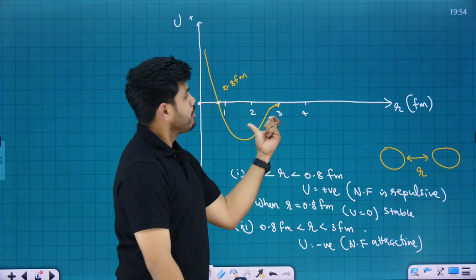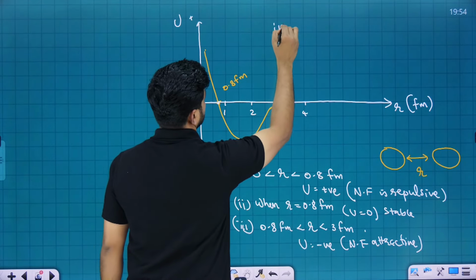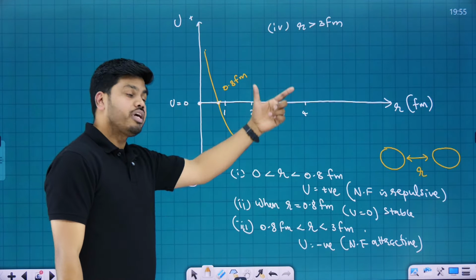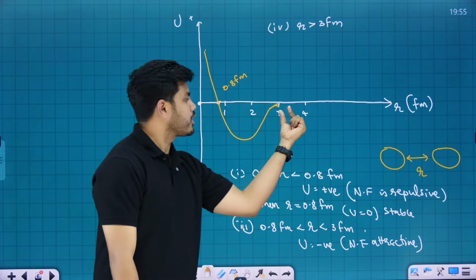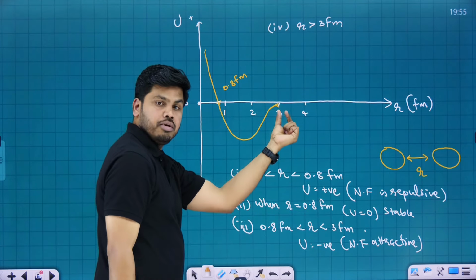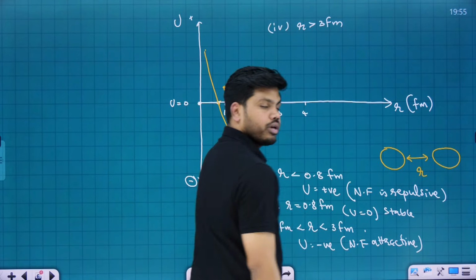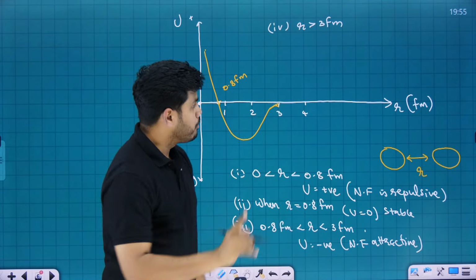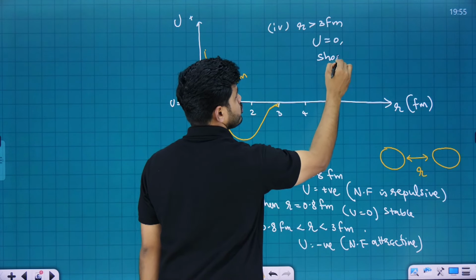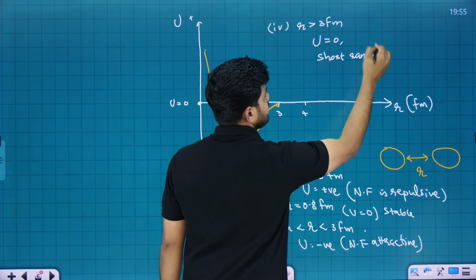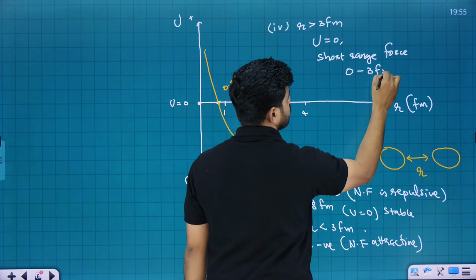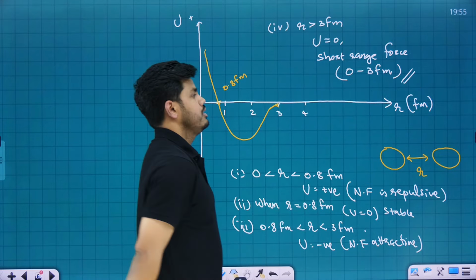Now, what happens if r is more than 3 fm? If r is more than 3 fm, look at the graph once again. See, there is no potential energy after that. So the nuclear force is operating only up to 3 fm. If the distance you increase beyond 3 fm, what happens? Nuclear force disappears. Because we know nuclear force is a very short range force, in the sense that force is operating only between 0 to 3 fm, right? That is the range of the force.